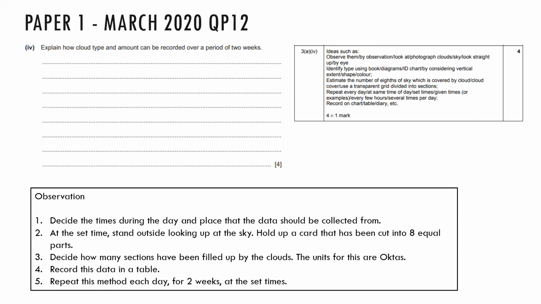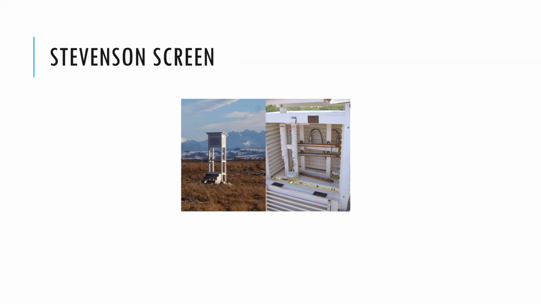And another key bit to mention about any investigation that you do, when you're describing how you collect data, is that you always repeat this method each day for a set period of time, in this case, 2 weeks. So the last method that we use to collect data is an instrument that we store lots of different measurement instruments in. It's a Stevenson screen.